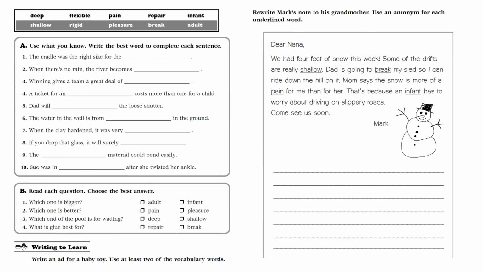We are looking at pairs of antonyms, or opposite words. Our words for today are deep and shallow, flexible and rigid, pain and pleasure, repair and break, and infant and adult. On your first worksheet page, you have 3 quick tasks.